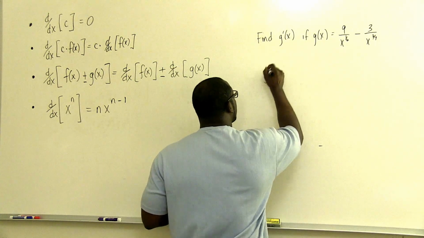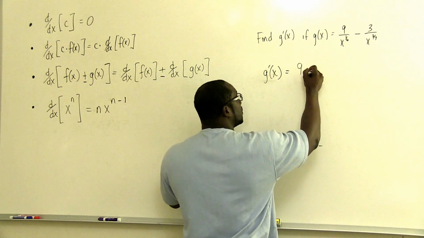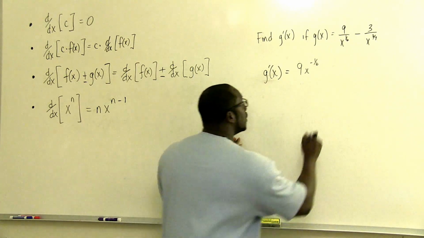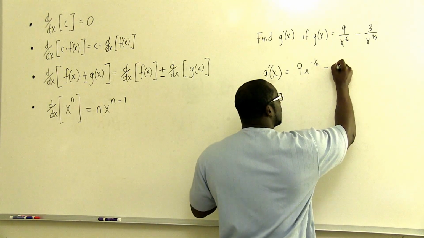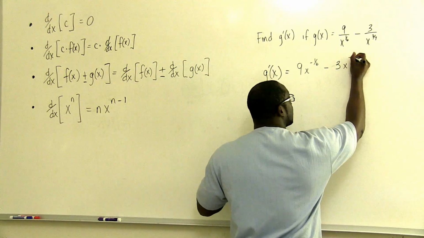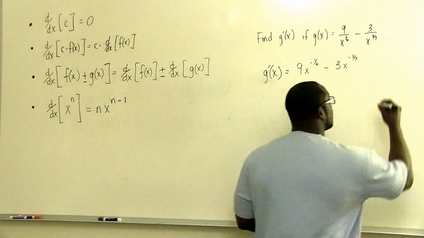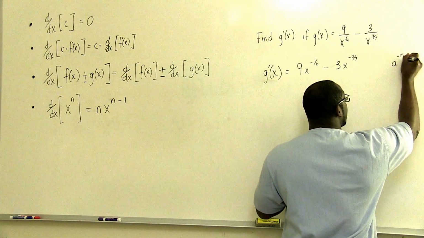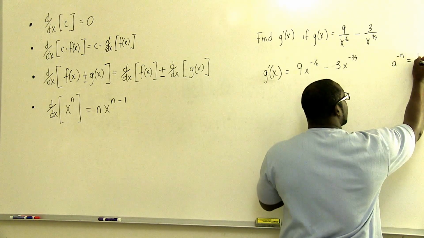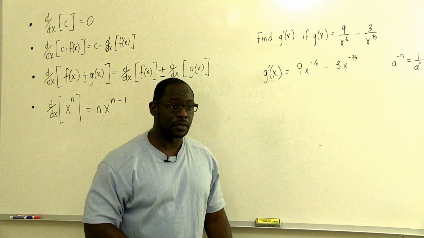And so we could rewrite this to be 9 times x raised to the negative 1/6 power minus, and then we can write this as 3 times x raised to the negative 2/7 power. And so we know that from our exponential rules that say whenever we have something raised to a negative exponent, we can rewrite it this way. So that's where that comes from.